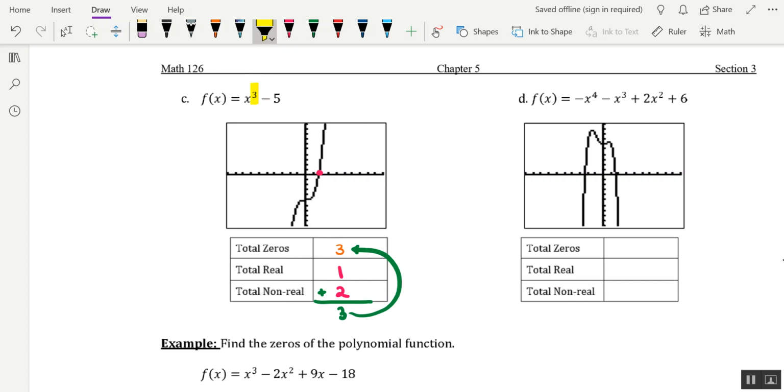All right, so with that said, let's look at our last example for the video here, example part D. That's a degree 4 polynomial function, so there should be 4 total zeros. Looks like the graph is crossing the x-axis in two spots. Each of those would represent real zeros, so there are two real zeros. And keeping in mind that the total number of real and non-real should add up to the degree, which is 4, then there are going to be two non-real zeros. And that's how you can use the graph of a polynomial function to classify not only the type, but the number of zeros that you're going to get.